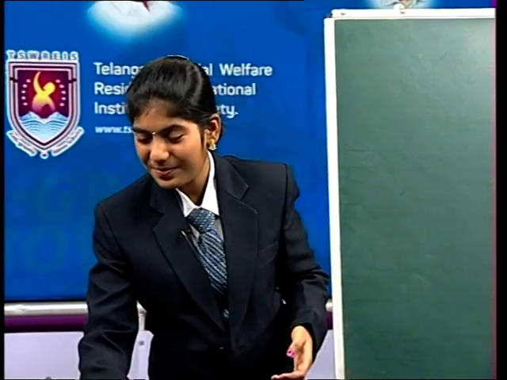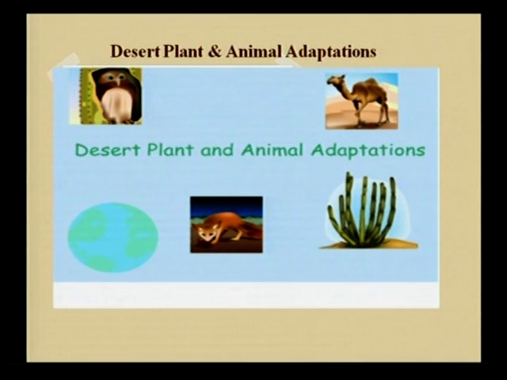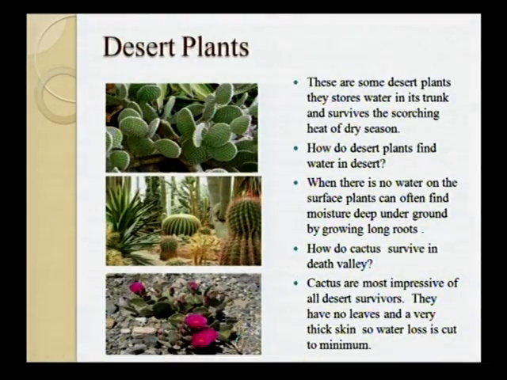Please look at the screen. So friends, now let us discuss desert plants and animals adaptation. Friends, here there are some animals like owl, camel, and some plants can be seen here, right? So look at the next slide. So friends, now let us learn about the adaptation of desert plants. Friends, if you observe these pictures, we can see some desert plants, right? And if you observe it keenly, we can see some thorn-like structures on its body. And if you observe here, the plant doesn't have leaves, right? So now let us learn about the adaptations of the desert plants.